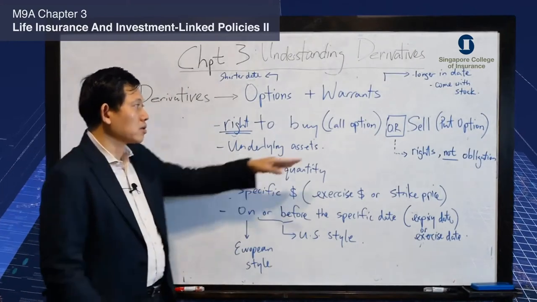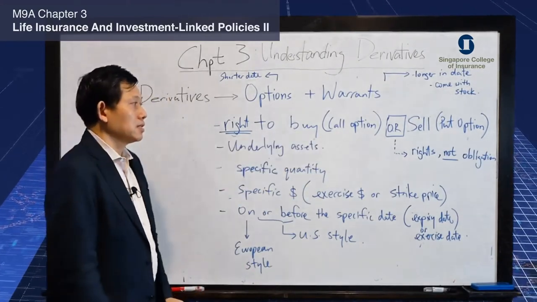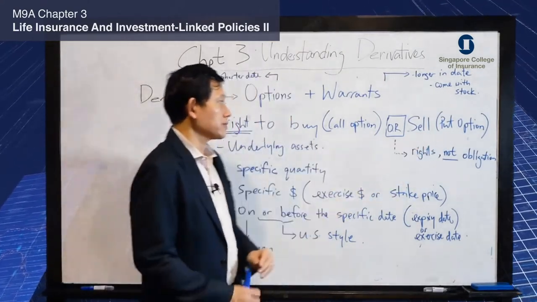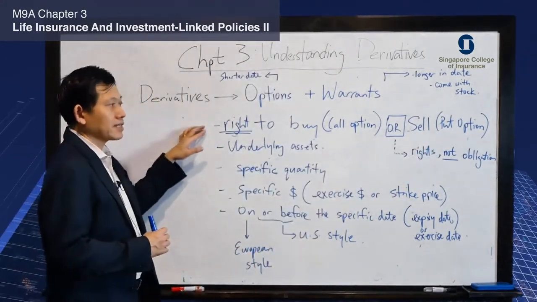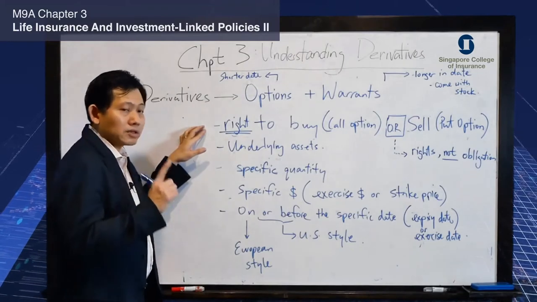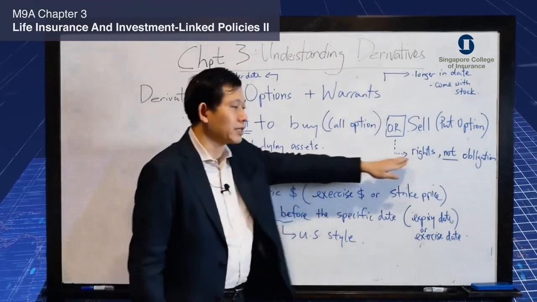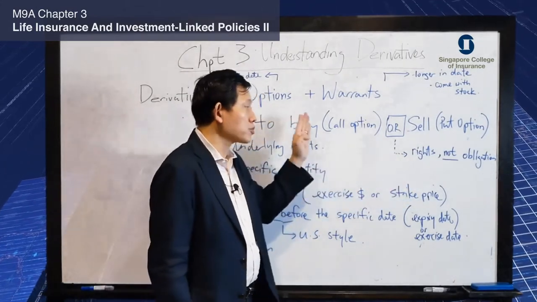An option to buy is called a call option. An option to sell is called a put option. It grants the right, but not the obligation. I repeat, the right, but not the obligation. Compare option with futures.